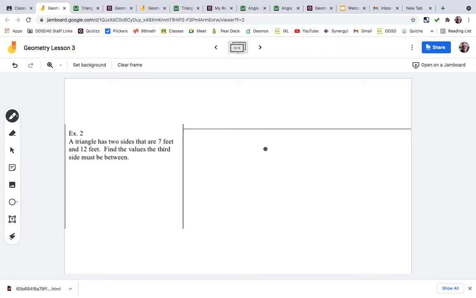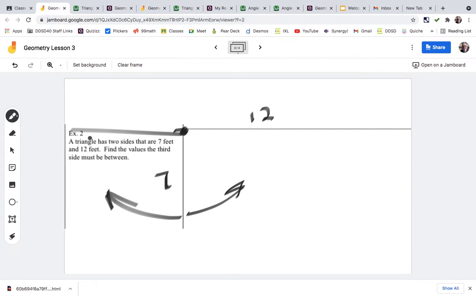A triangle has two side lengths that are 7 and 12. So if we had this 7, and this 12, and this could rotate. So it could go this direction, or it could go this direction. If we stretched it way out like this, almost flat, then this long side right here could be anything up to but not including 19.